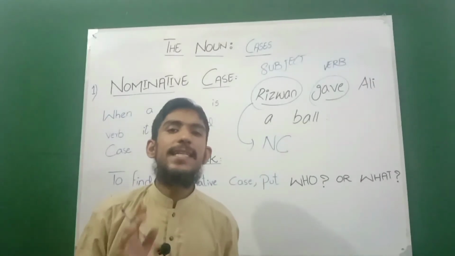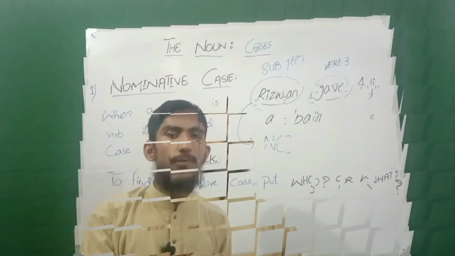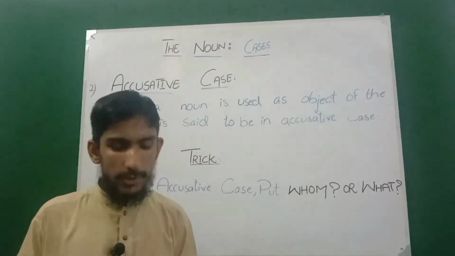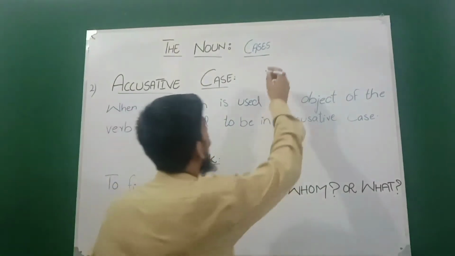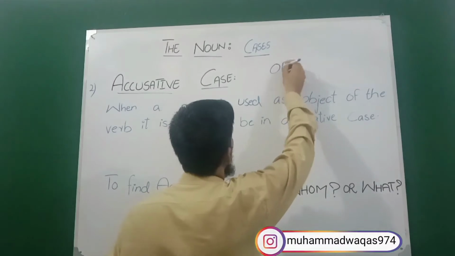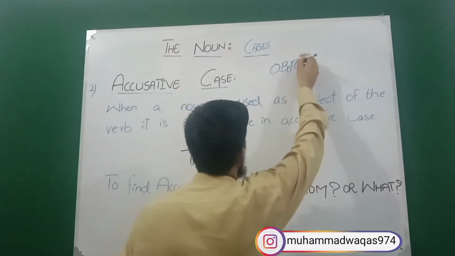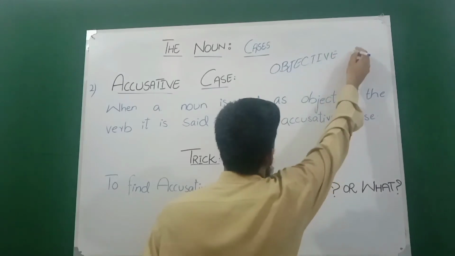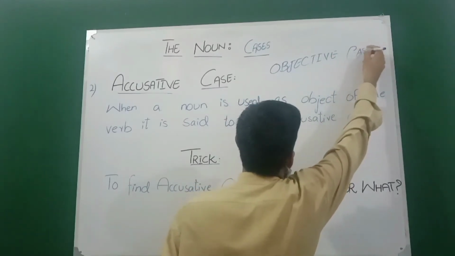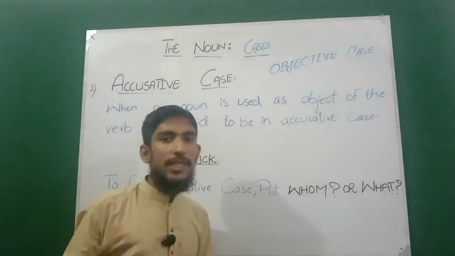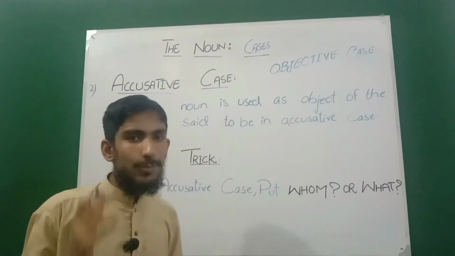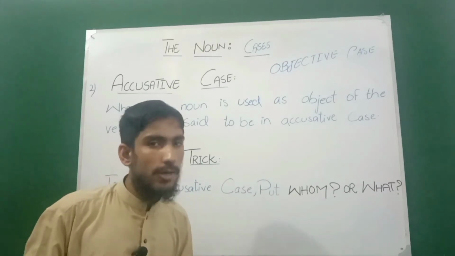Now we will discuss the second case of the noun, which is basically accusative case. Accusative case is also called objective case. So what is objective case or accusative case? When a noun is used as the object of the verb, it is said to be in accusative case.